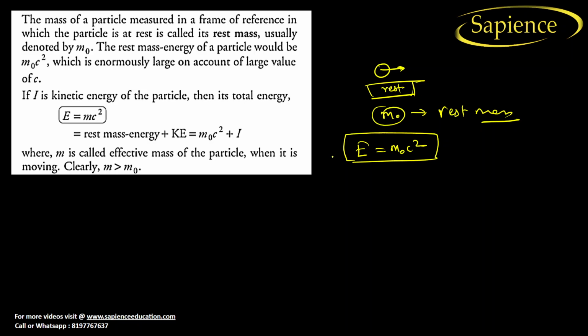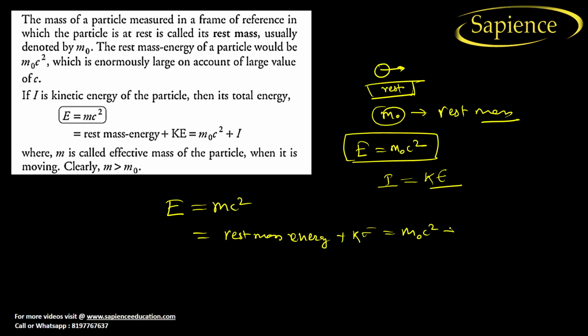Now, if I is the kinetic energy of the object, let us consider E = mc² is the total energy of the object. In total energy, it has some rest mass energy, and since it is moving, it has some kinetic energy. So finally we can say that m naught c² plus kinetic energy is equal to total energy.